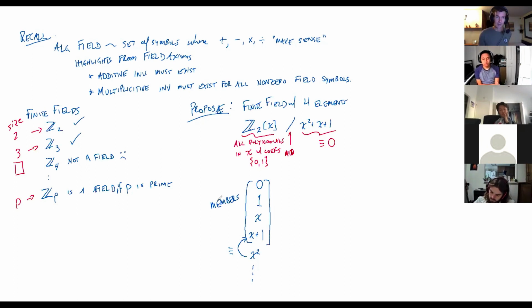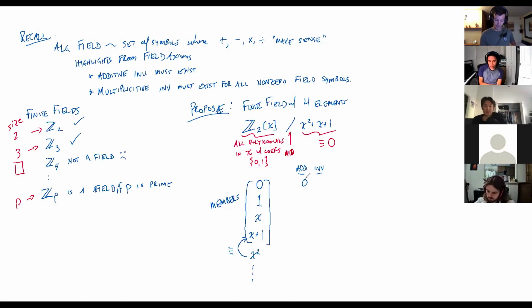Okay, so let's go through an exercise and try to find the additive and multiplicative inverses of each of these elements. And this actually might be a good exercise if we want to open it up to the crowd. So who wants to help me find the additive inverse of 0? We'll start with the easiest one. Just 0. Yeah, what do I add to 0 to get 0? 0. How about the additive inverse of 1?